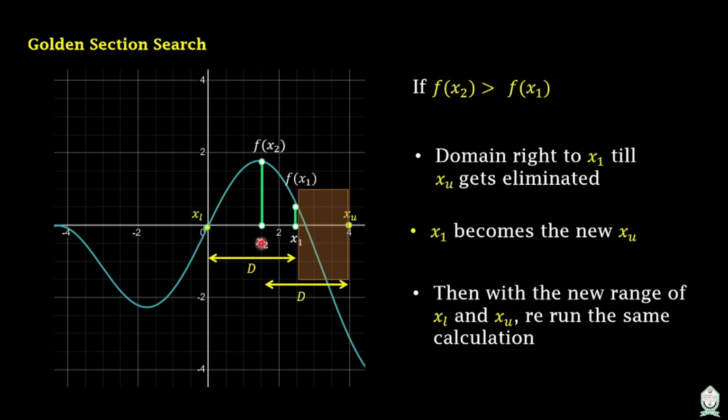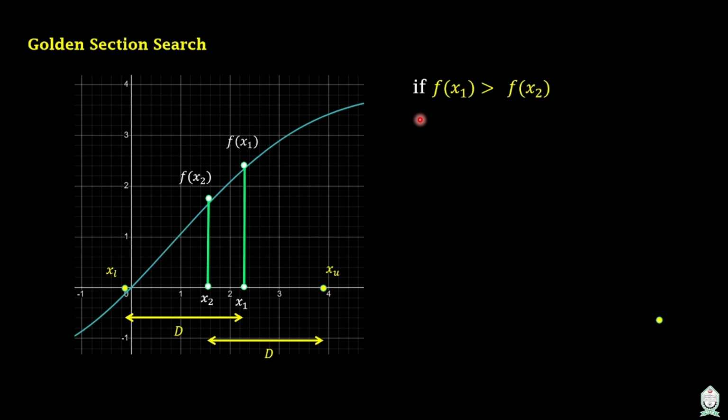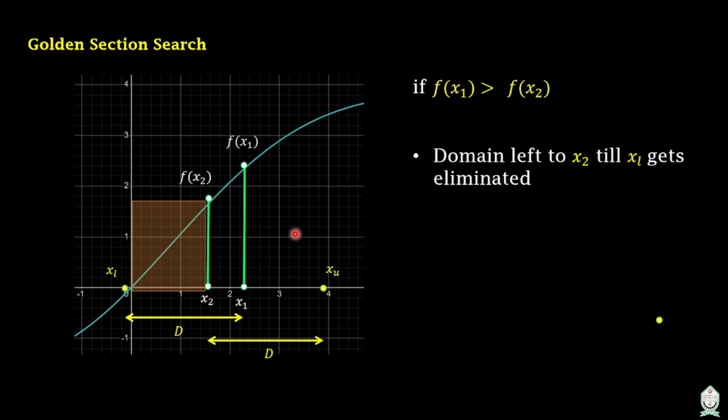We will find another two reference points by applying the golden ratio, and then, measuring the f of x1 and f of x2, we need to eliminate some part from the graph. Here we have another example where we have the other case, where f of x1 can be greater than f of x2.